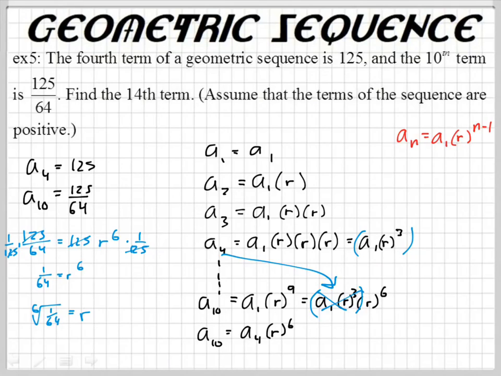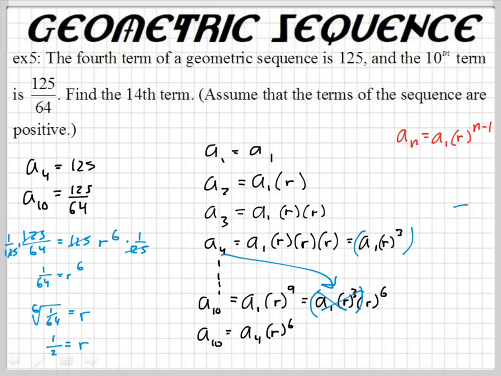That's just r now. What is the 6th root of 1? Oh, yeah, 1. What is the 6th root of 64? 2. Yeah. Say, try it. 2 times 2 is? Times 2? Times 2? Times 2? And the last one, times 2? There's your 64. Okay, so my common ratio is 1/2.